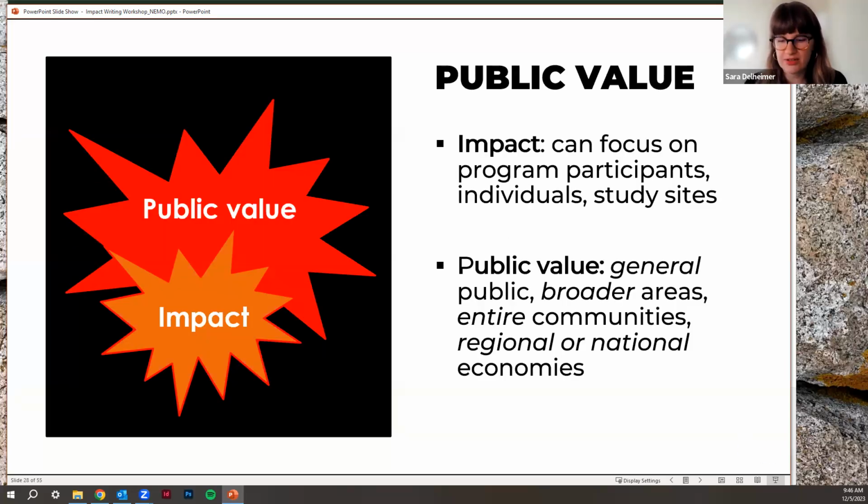Often reports or reporting systems will ask you to share societal impacts or the public value of the work. Remember, I said that impacts can occur at many different levels, including the individual or a study site. Public value statements go beyond a specific site or a particular group and explain why the research matters to the general public or a broader area.